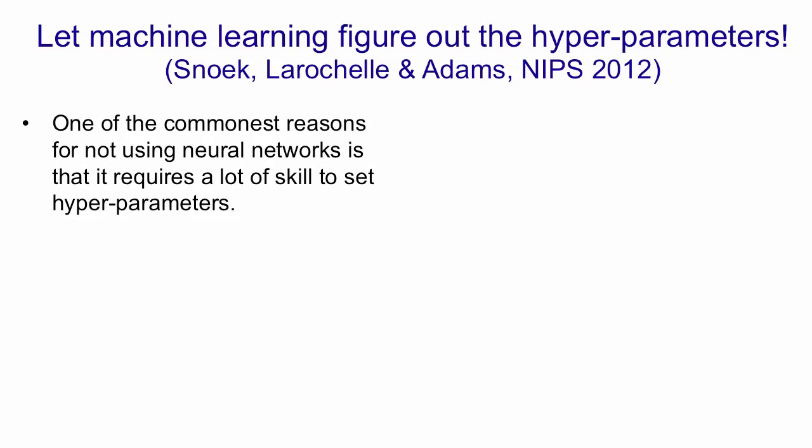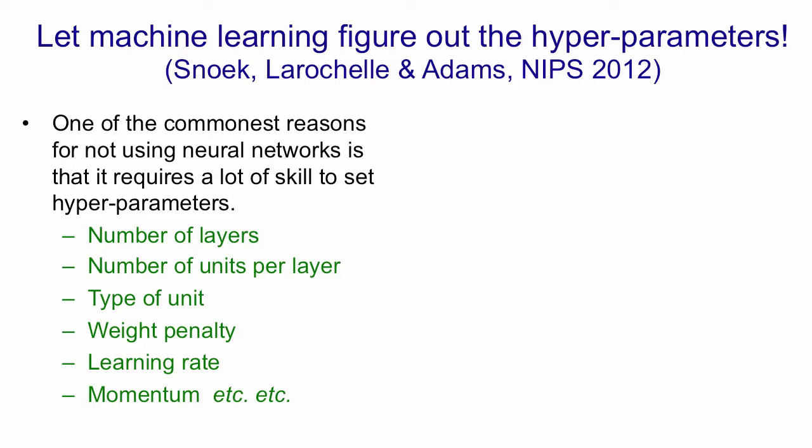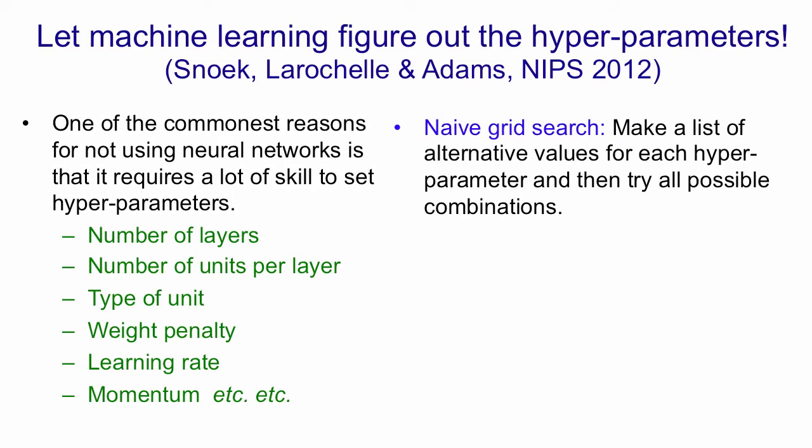One of the commonest reasons that people give for not using neural networks is that it requires a lot of skill to set the hyperparameters. This is actually a pretty good reason. If you don't have much experience, it's easy to get stuck using a completely wrong value for one of the hyperparameters, and then nothing works. You have to set things like the number of layers, the number of units per layer, what types of units to use, the weight penalty, the learning rate, the momentum, and so on and so on. If you use a learning rate that's 100 times too big or 100 times too small, your network simply won't work. One way to approach this is to do a naive grid search.